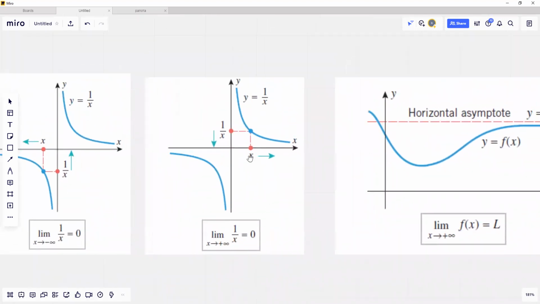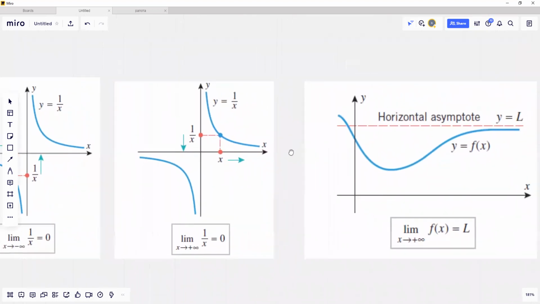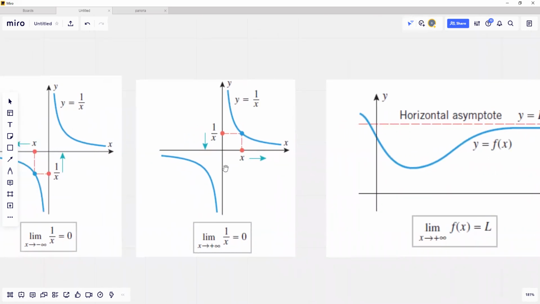Similarly, if we scroll values of x towards the right side of the x-axis, we increase values of x without bound, and values of y get closer and closer to 0. So that limit is equal to 0. Basically, we have a horizontal asymptote at y equal to 0.